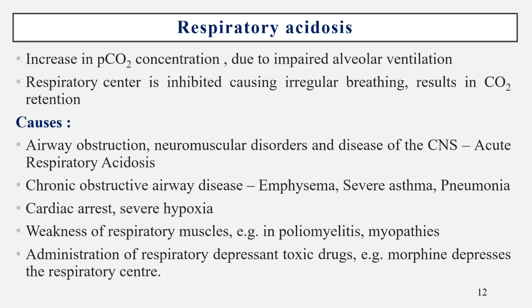Then administration of respiratory depressant toxic drugs, such as morphine, depresses the respiratory center. These are the causes for respiratory acidosis. First one is airway obstruction, chronic obstructive airway diseases, and cardiac arrest, weakness of respiratory muscles, and some toxic drugs, that is morphine. This depresses the respiratory center.